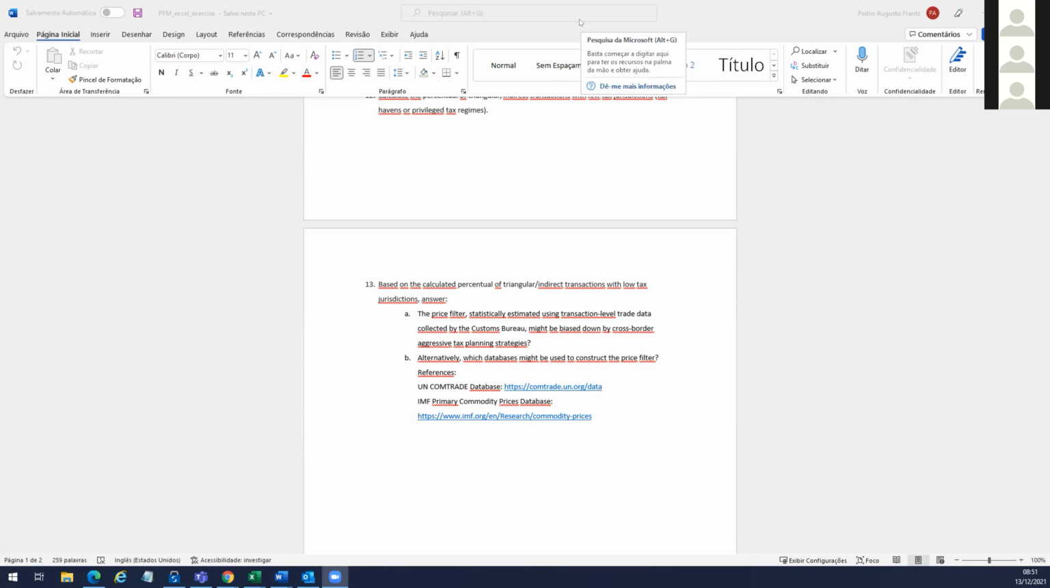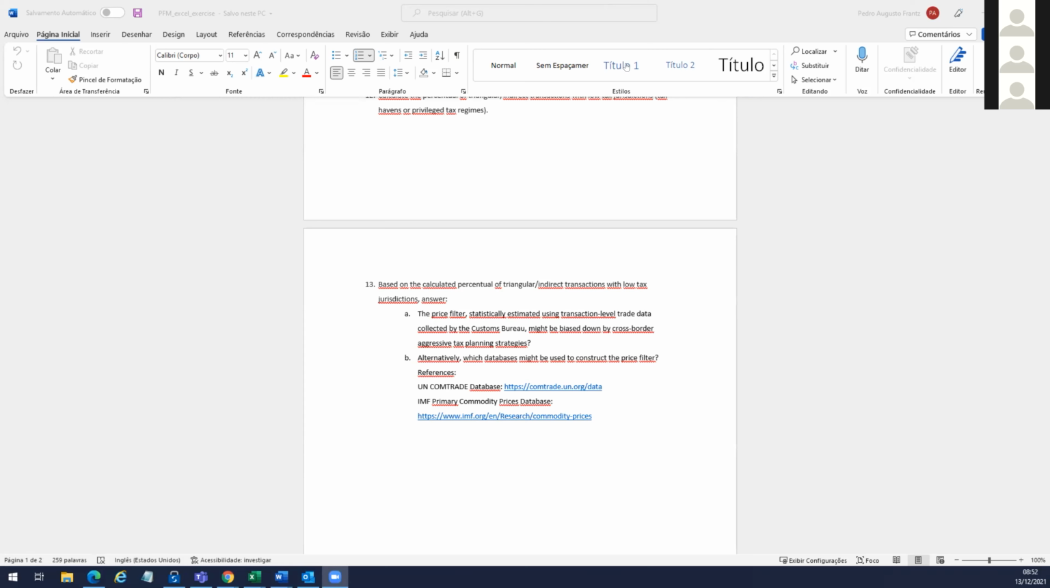So after we had this conclusion, we started looking for different approaches to build the price filter. So we tried to use the UNCTAD database or even the IMF primary commodity prices database. So you can set a higher level for the price filter. So we believe we are going to have more transactions detected as suspicious under-invoiced transactions. So we suggest this kind of analysis before, or during the process of defining which data you will use to set the price filter.